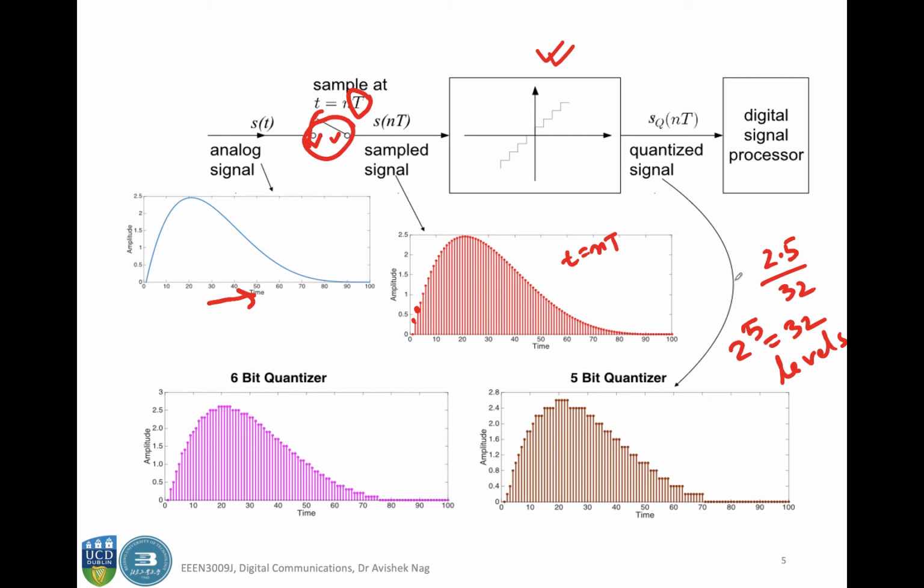Now if I have a signal which is, let's say, okay, let's do this math. 2.5 divided by 32 is how much?